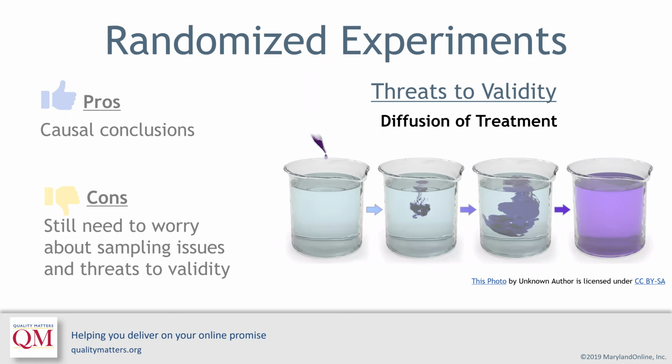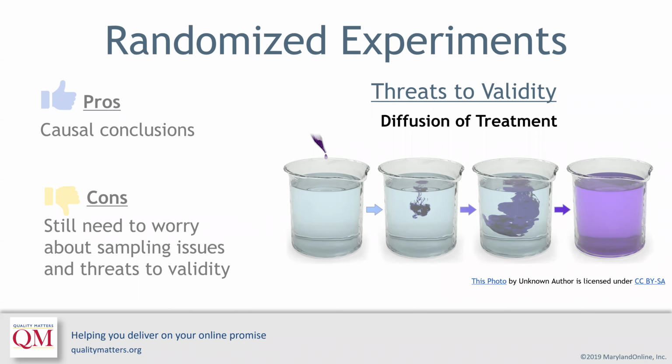The first is diffusion of treatment. The graphic here depicts an example of diffusion in a scientific sense. Over time, the treatment, which in this picture is the purple dye, spreads, and eventually the whole cup is purple. So even though the treatment was just given to a small section, over time, it expands and the whole cup is filled with the treatment. Diffusion of treatment in social science research is similar.